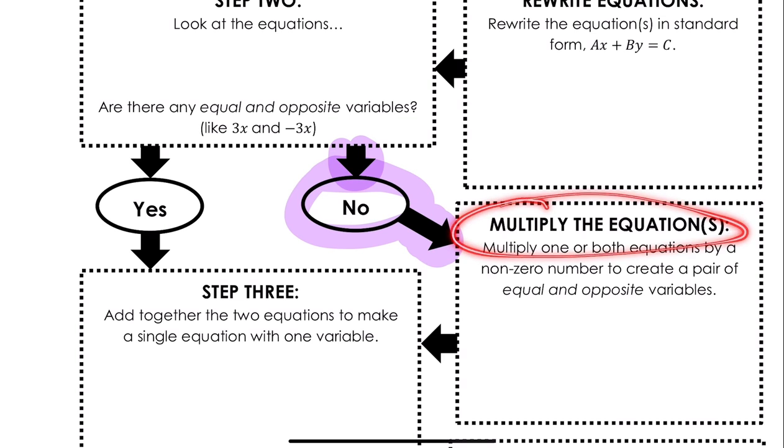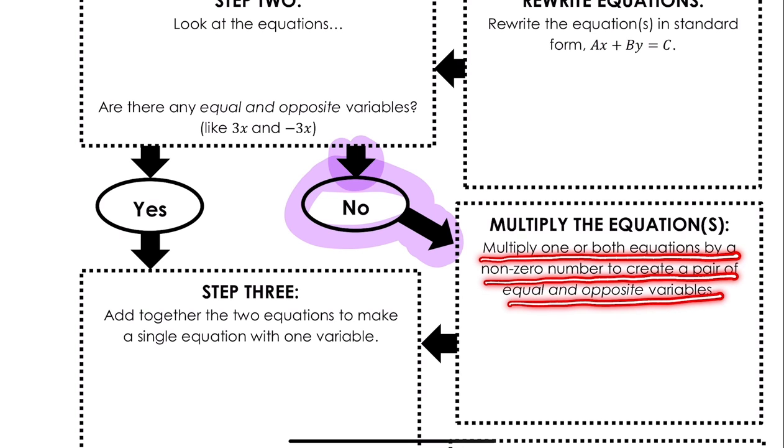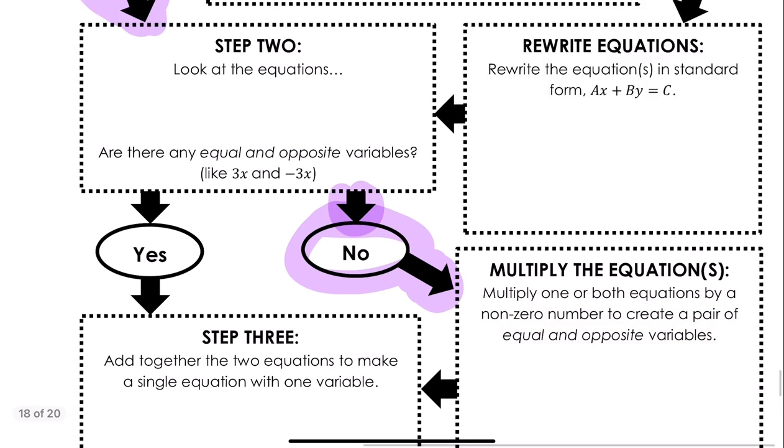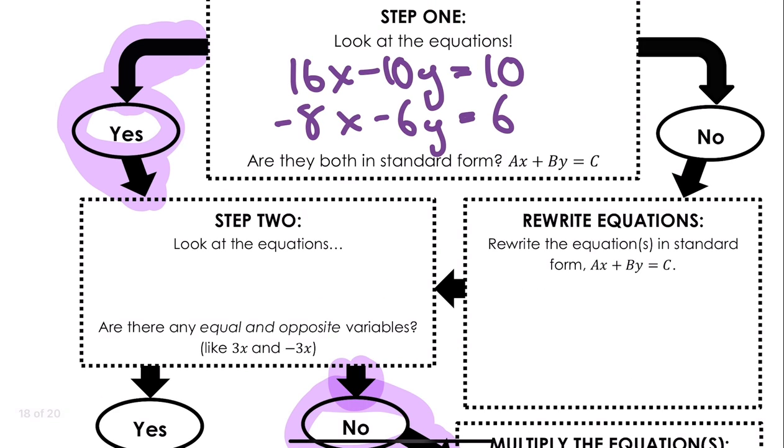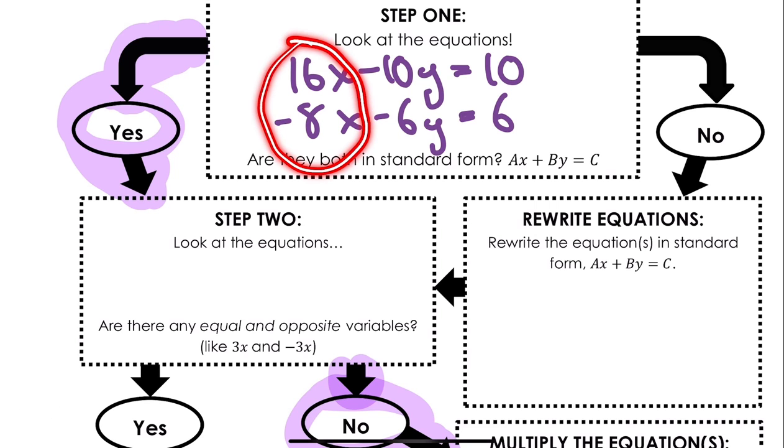Multiply the equations. Multiply one or both equations by a non-zero number to create a pair of equal and opposite variables. So, like I said before, we're going to fix this. We are going to change either the top or the bottom to make it fit what we need. So we have 16 and negative 8 and negative 10 and negative 6. Remember, your goal is to have two that are the same number, but with opposite signs. I think it would be easier to change our x's, because I could just multiply 8 by 2, and I would get a negative 16.